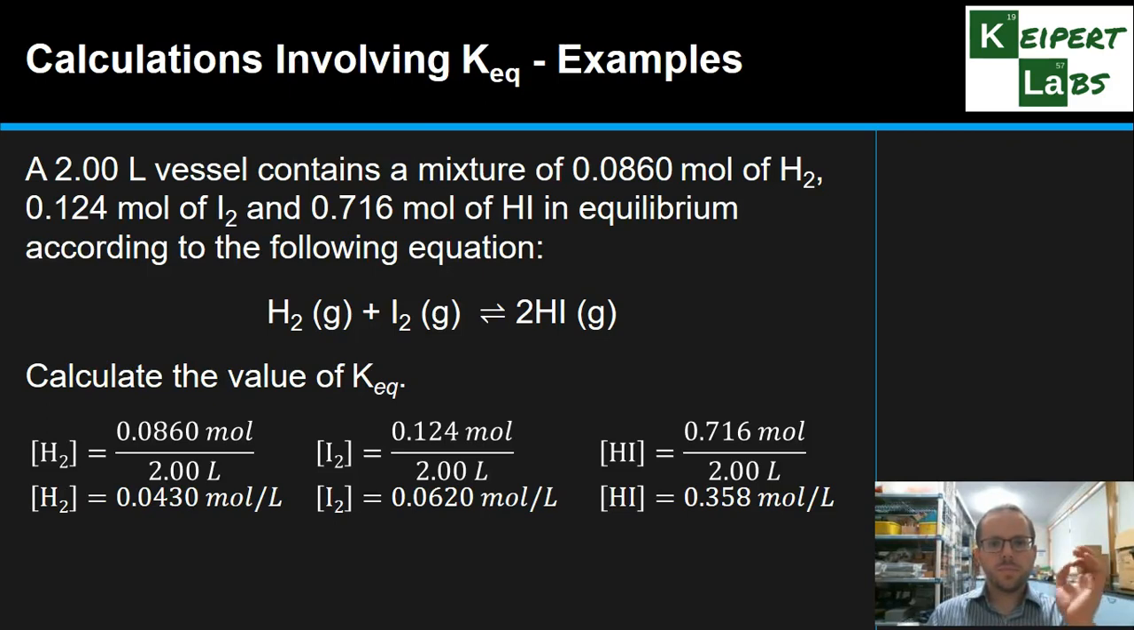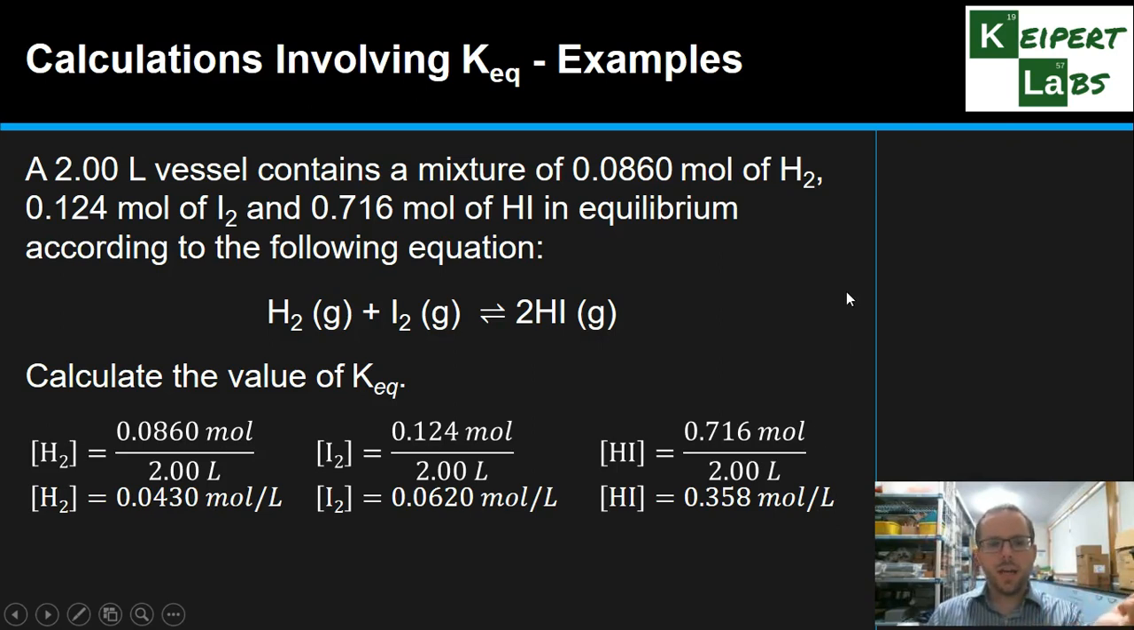Let's look at an example here. We've got a 2-litre container with a mixture of a certain number of moles of hydrogen, iodine, and hydrogen iodide in equilibrium. And then we have the equation here: H2 plus I2 forms 2HI. We're going to calculate the value of KEQ. The first thing that we have to do is remember that it works with concentrations, so we need to convert these mole values to moles per litre values first. We know that it's a 2-litre container, so in order to work out concentrations, we divide our number of moles by 2 litres. And so we get these three values for concentration for each of our substances.